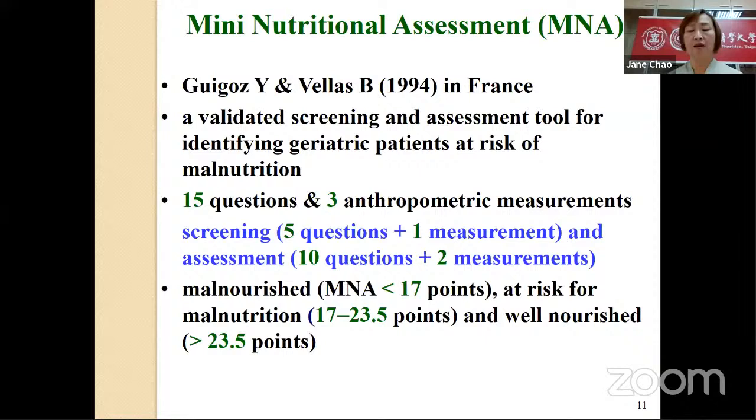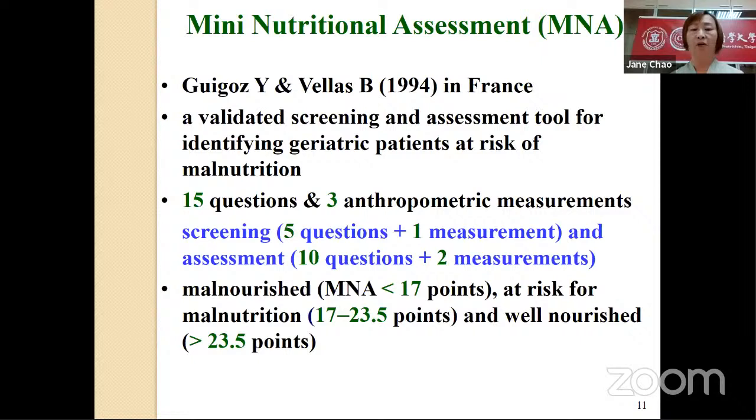If the person's score does not require going to the assessment part, they can stop at the screening part. That means they are probably in good nutritional status. So they have two stages. The first stage is the screening part. The second stage is the assessment part.